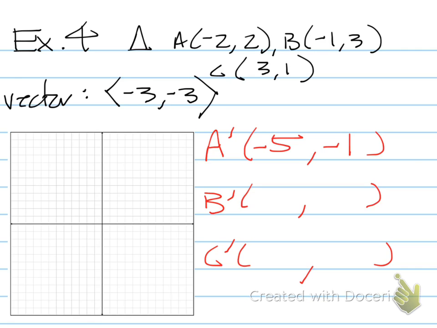When we subtract 3 from the x and y coordinate of A, we get -5, -1 for A prime. When we subtract 3 from the x and y coordinate of B, we get -4, 0 for B prime. And then when we subtract 3 from the x and y coordinate of C, we get 0, -2 for C prime.